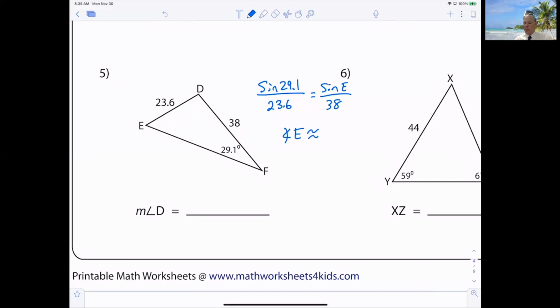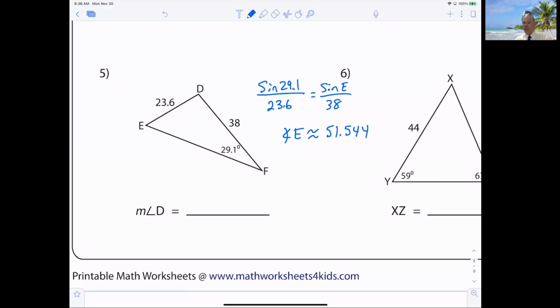What did you get? Oh, not angle. Yeah, angle E is how much? .544. Doesn't matter. Like I said, I don't care. That's why you round to 3 decimal places. All right, is everybody good with that?